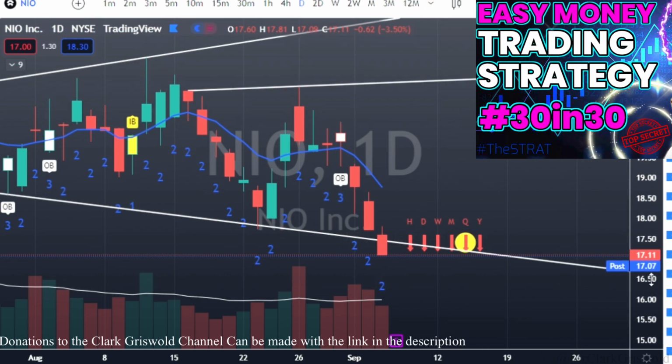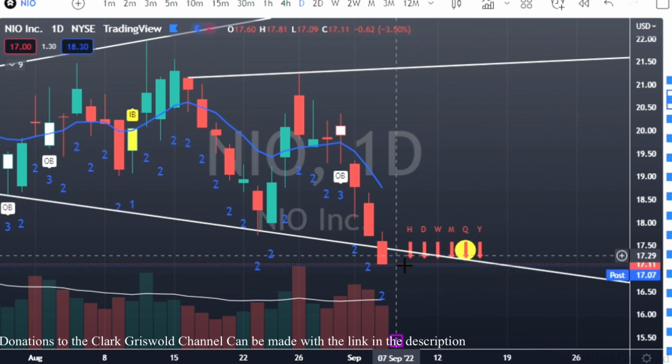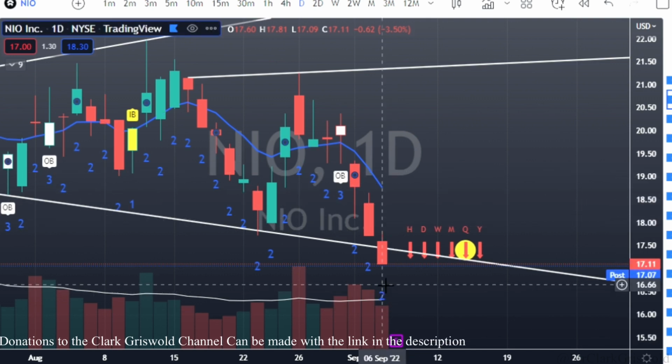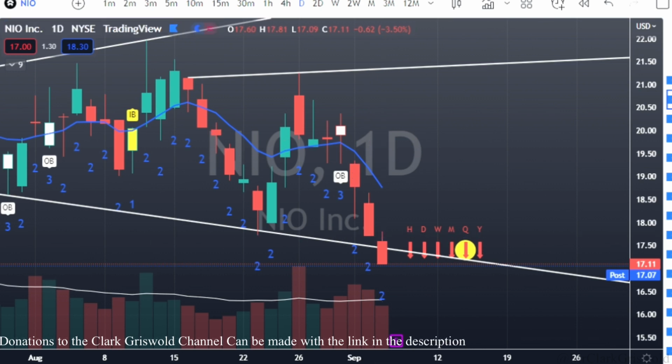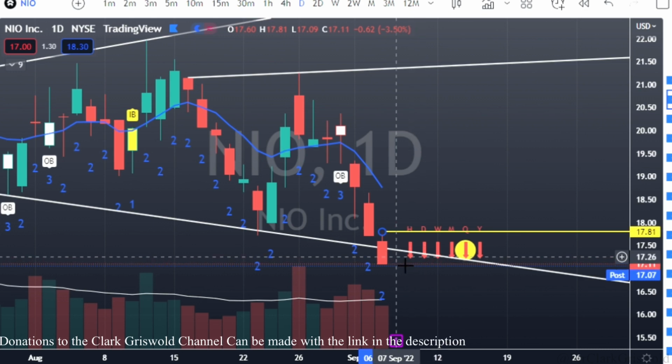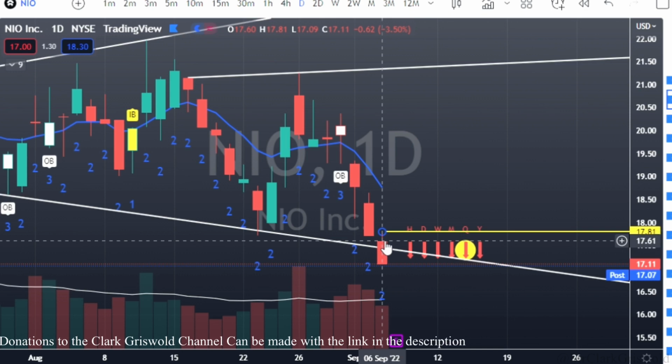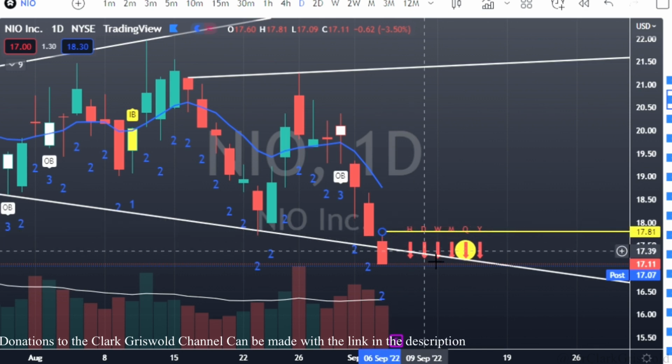Now, let me make something clear here. This bar right here is the daily bar from Tuesday, okay, the first day of trading this week. Now, if we trigger above this line, then that changes our hourly, our daily, and our weekly to green, okay? Because this bar essentially represents the day and the week so far, okay? So if we trend up, the day and the week, and of course the hourly will all be green.